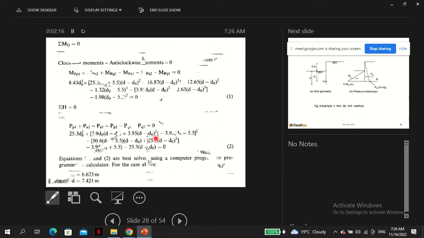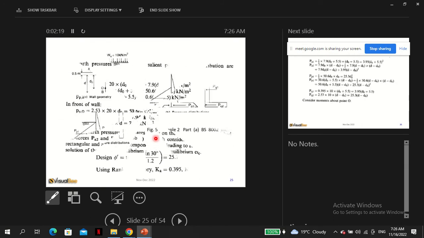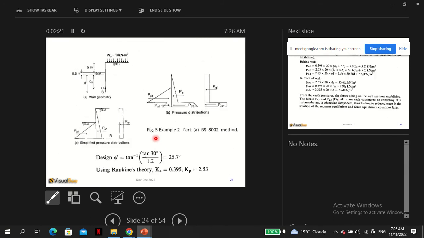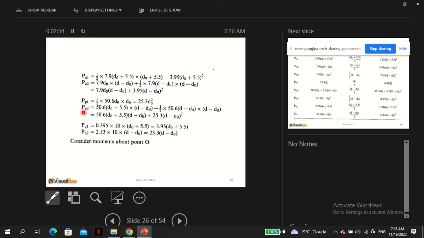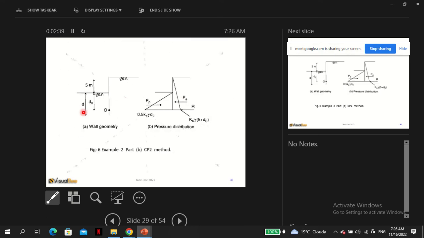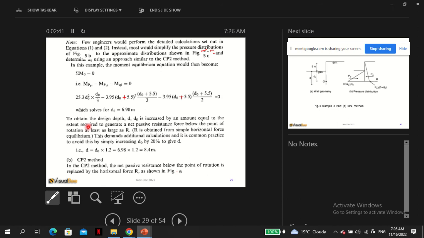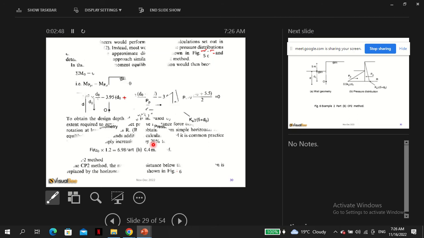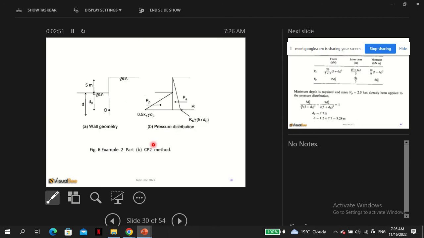Remember we are ignoring OB in figure C, which makes it easy to solve. For that reason, once you solve, you have to multiply by a factor of 1.2, as shown here. You can see it's a little bit overestimated, but that's okay. So for the CP2 method, the only difference is how to determine Ka.